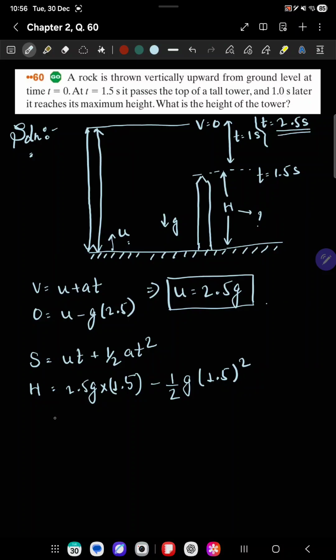So if we calculate this value, we will get an approximate value of 25.75 meters if we put g equals 9.81, right? So this will be our final answer.